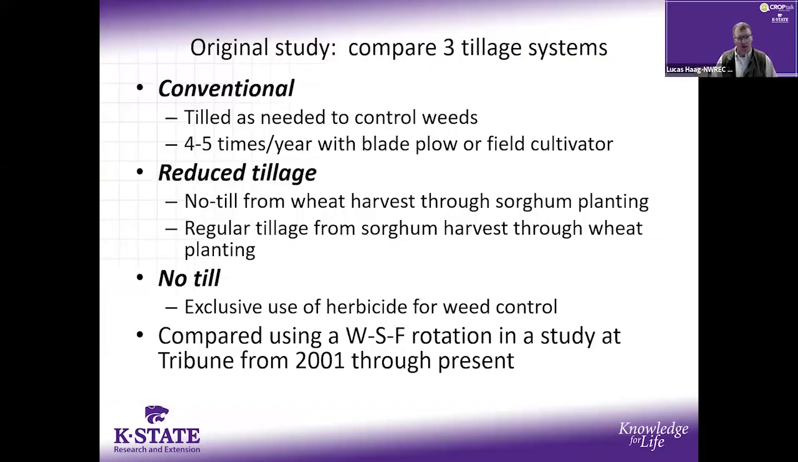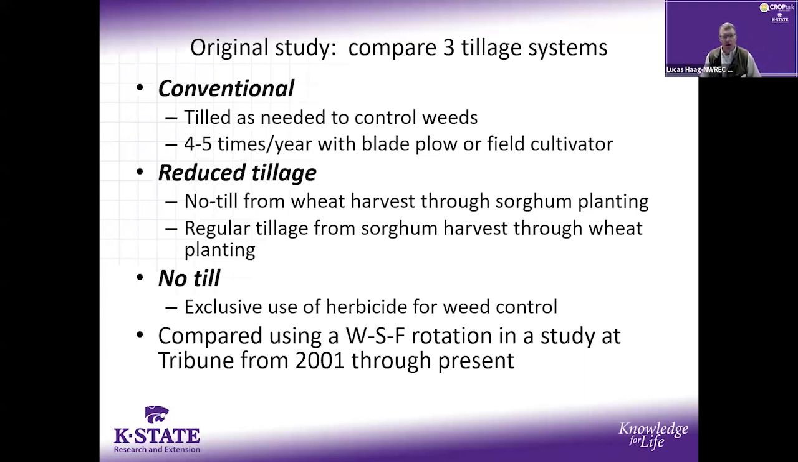So what actually is in the studies? I mentioned it's all in the context of wheat sorghum fallow rotation. We basically have 3 tillage systems in place. So in conventional till, we're using tillage as needed to control weeds. Typically that's 4 or 5 times a year, some both after wheat harvest and some after sorghum harvest or during that summer fallow period with sweep blades, essentially a full-blown conventional tillage type program.